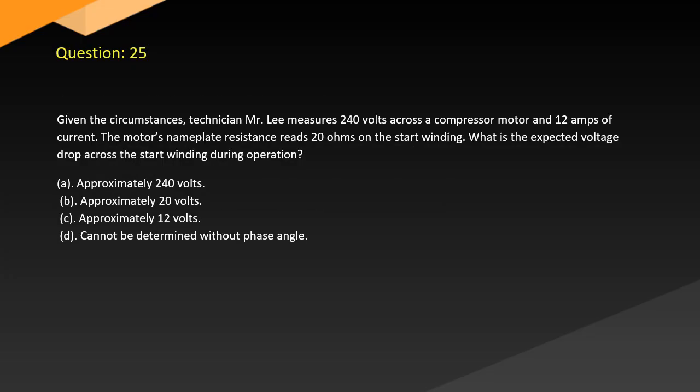Question 25. Given the circumstances, technician Mr. Lee measures 240 volts across a compressor motor and 12 amps of current. The motor's nameplate resistance reads 20 ohms on the start winding. What is the expected voltage drop across the start winding during operation? A. Approximately 240 volts. B. Approximately 20 volts. C. Approximately 12 volts. D. Cannot be determined without phase angle.